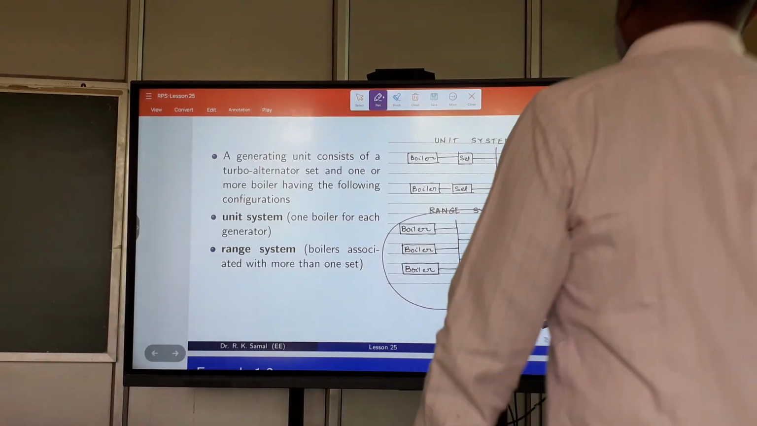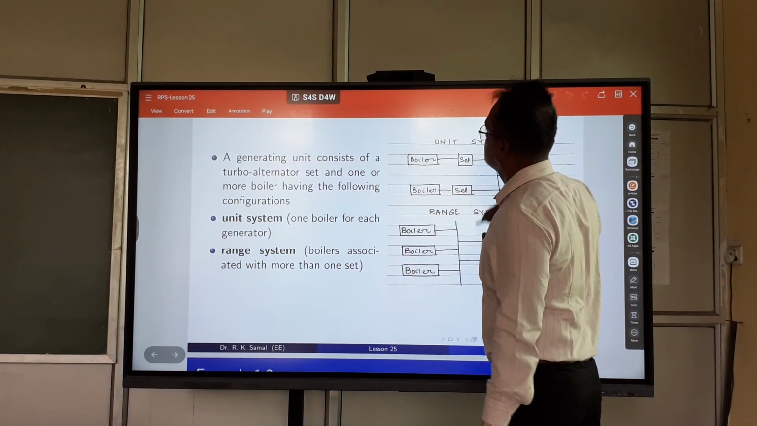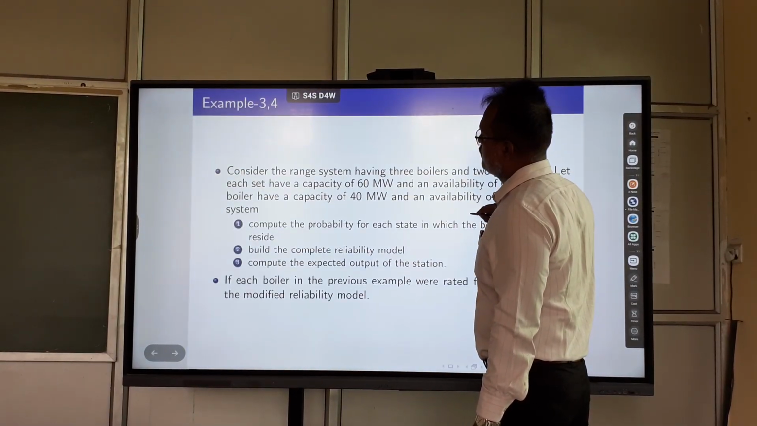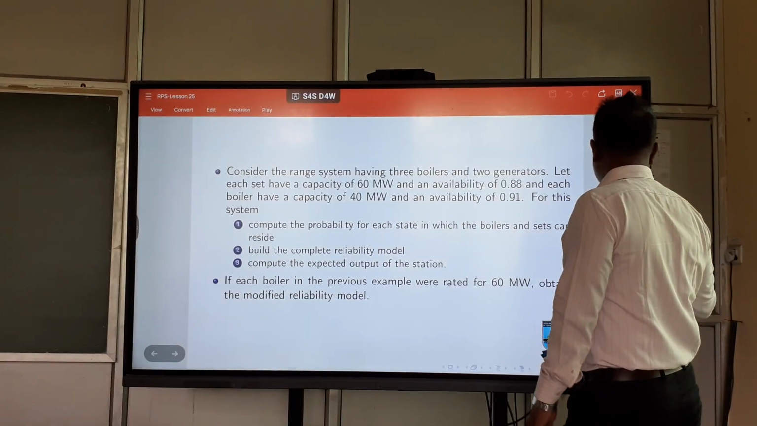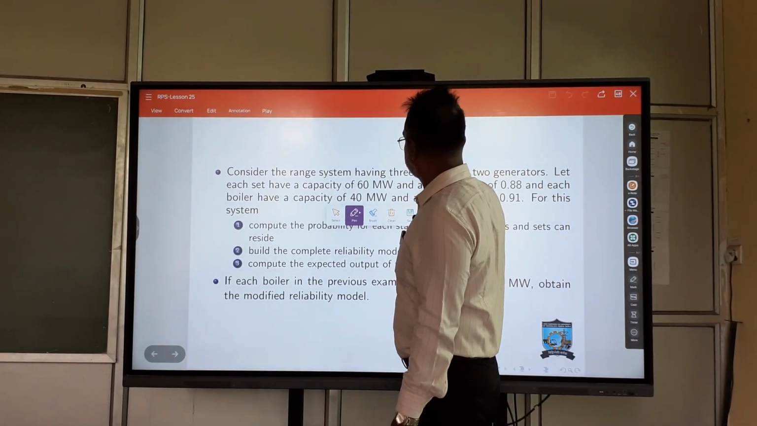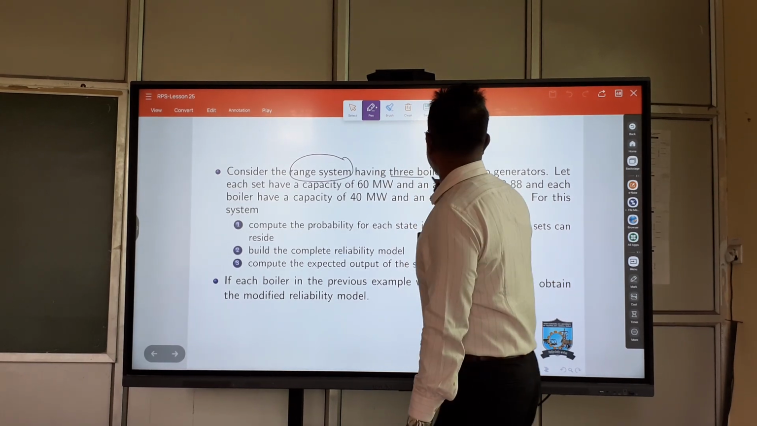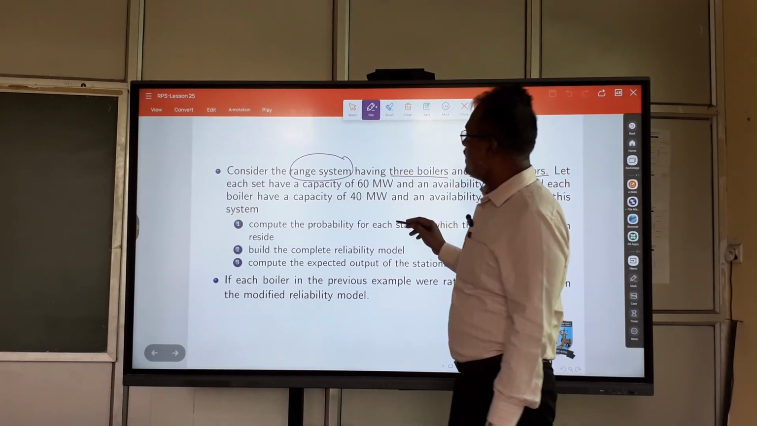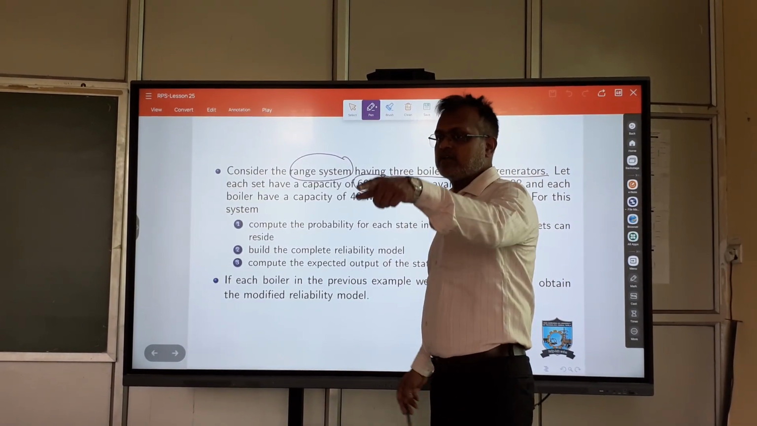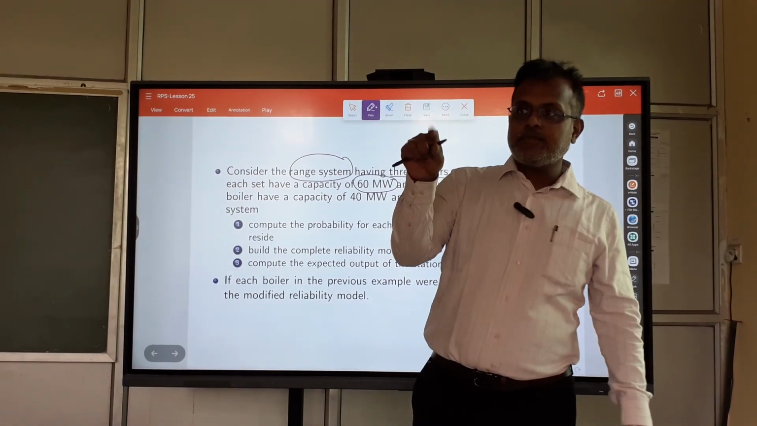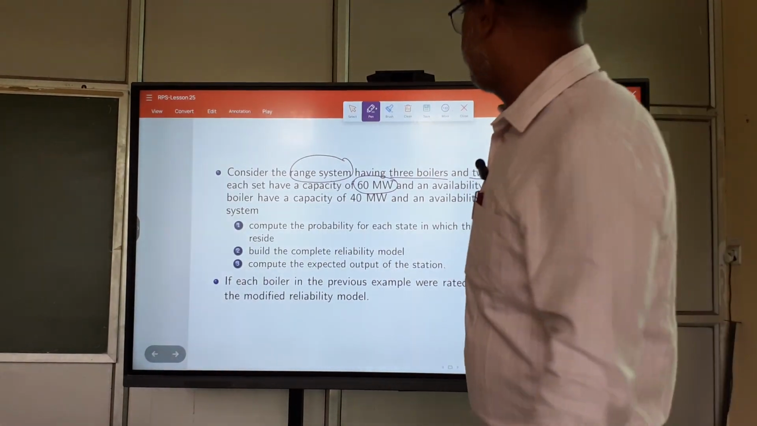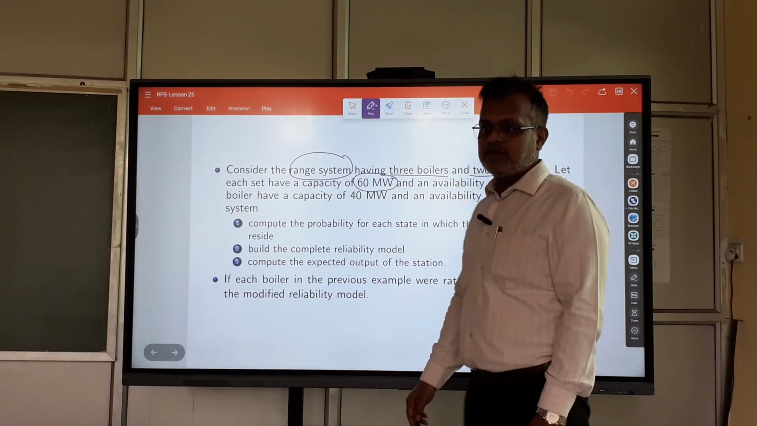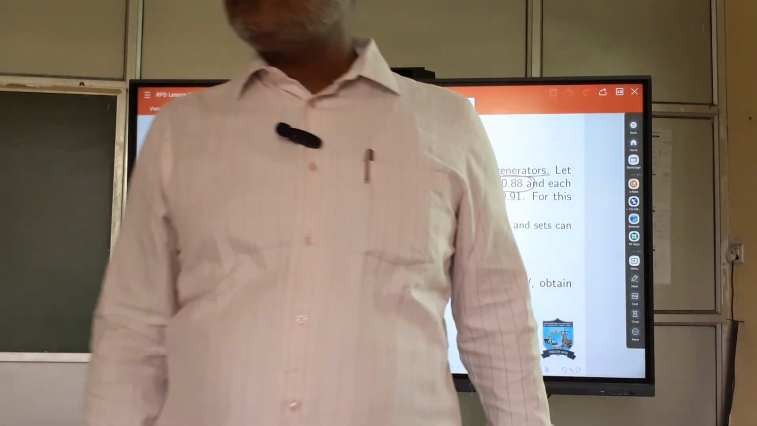Okay. In this system, consider the rail system having 3 boilers and 2 generators. Let each set have a capacity of 60 megawatt. That means the generator capacity is 60 megawatt each. And the generator availability is 0.80.